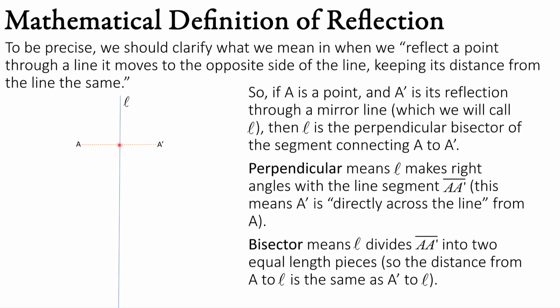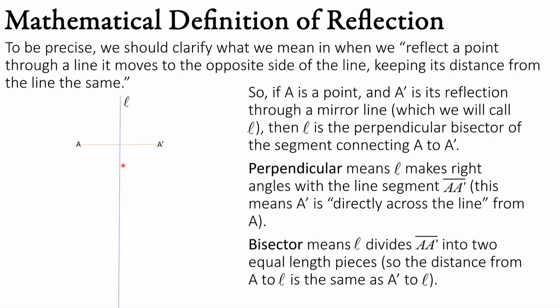To bisect something is to divide it into equal pieces. And so that means that the distance from A to L is the same as the distance from A prime to L, which is the other key feature of a reflection. When you're doing reflections by hand, there are some techniques that I'm going to show you in the example lesson. So you should look at some of the examples.